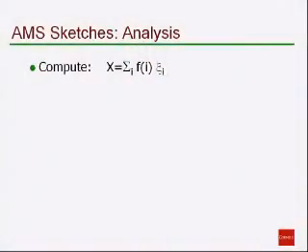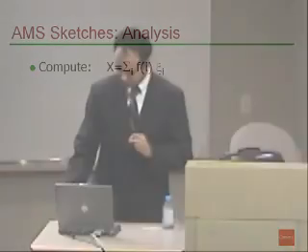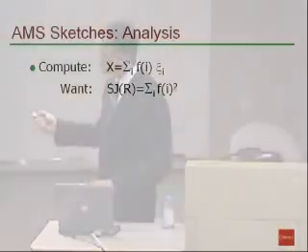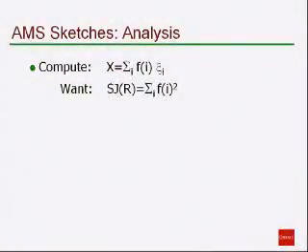Now the claim is that x squared approximates the size of the self-join of R. Let's see why that is so. We've computed this quantity, the dot product of f_i, the frequency vector, with the psi vector, and what we want is the self-join size of R.